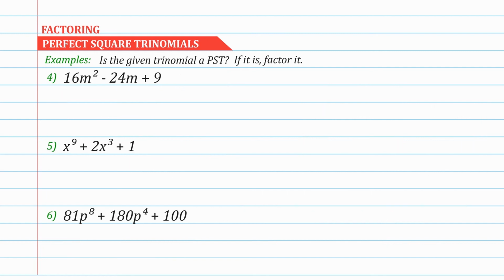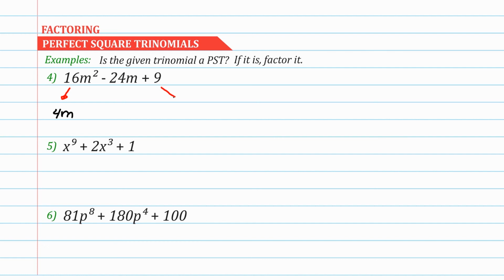Here are examples number 4, 5, and 6. Pero wala na tayong guide. So, subukan natin yung una. 16m squared, square root nito. Let's try. We know the square root of this is 4. M squared is m. Perfect square. First term done. How about the last term?